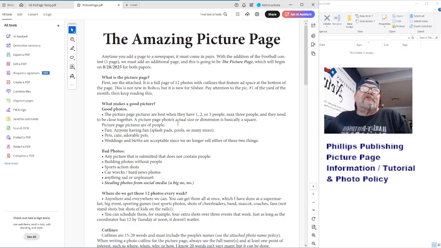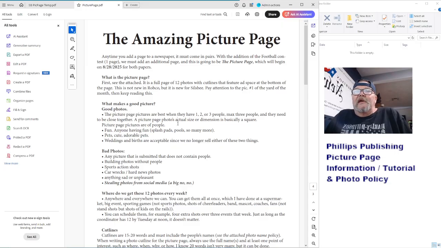What makes a good picture? The first thing that's most important is there needs to always be a person in the photo. One, two, three people. The dimensions of these pictures are pretty much a square. So if you got three people in a picture, let's get them together. Let's stand them together and take a picture. That's really the basis of the picture page. It's for people. It's to put people in the paper.